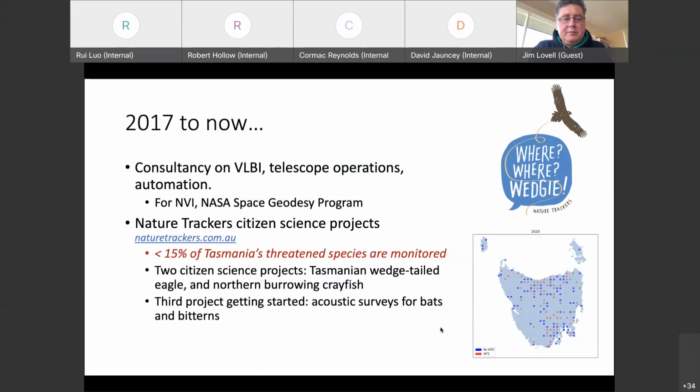There's a citizen science project which is run here in Tassie called Nature Trackers, and the family participated in their first survey in 2018, which is continuing annually, and it's a survey of the Tasmanian wedge-tailed eagle. It's quite an amazing statistic and quite a sobering one in that of all of Tasmania's threatened species, less than 15% are actually monitored. So nobody really knows what's going on. And the wedge-tailed eagle has been one of those, and using citizen science projects to improve that.